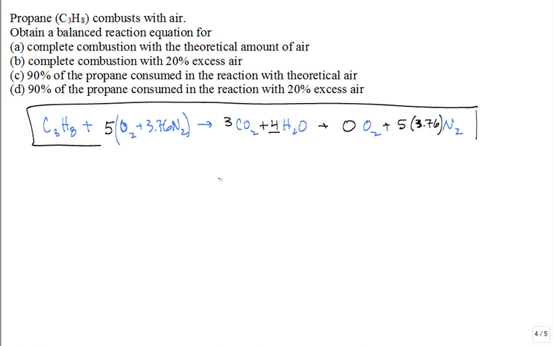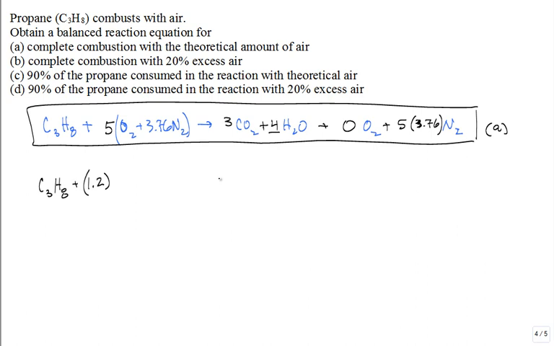for part A. Now it's complete combustion with 120% theoretical air. C3H8 plus 1.2 times 5 times O2 plus 3.76 N2. So I started with my 100% and I said I have 120%. So it's 1.2 or 20% excess air. That's my coefficient I put right there.